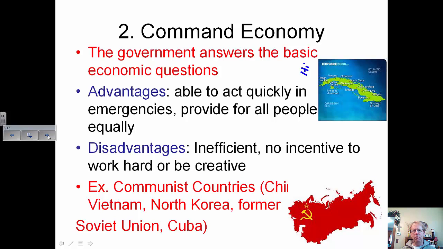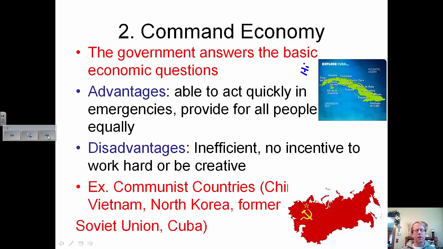Some disadvantages: often they're inefficient. The people tend to not work very hard in a command economy because they don't have much control over what they produce. The government controls it all. There's very little incentive to work hard or be creative because everyone basically gets paid the same and makes the same amount of money in a command economy. So why should I work any harder than the guy next to me?